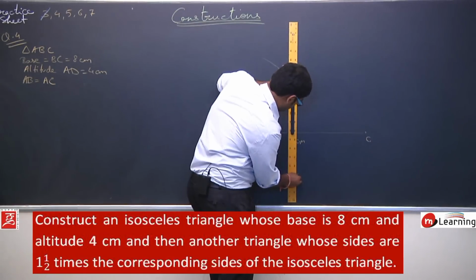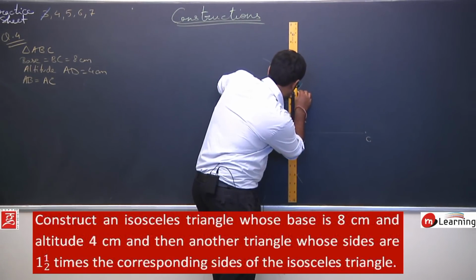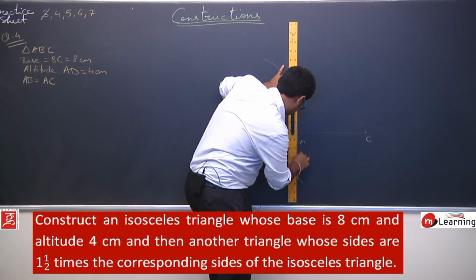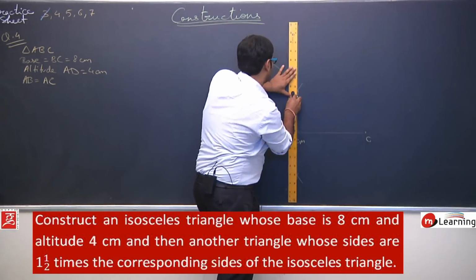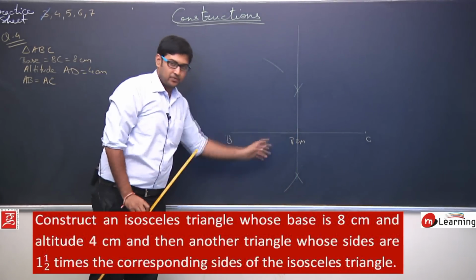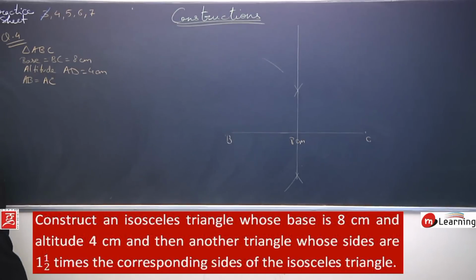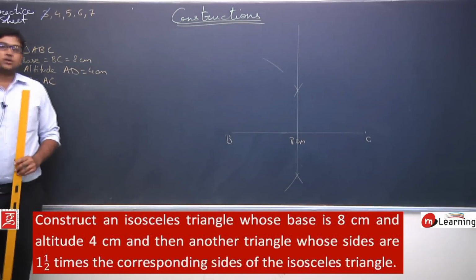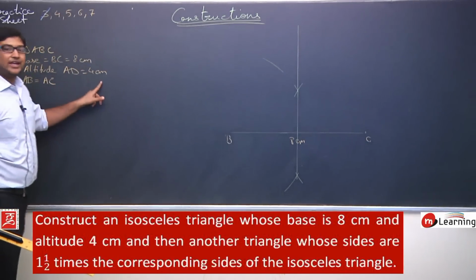This is one point and this is another point. Like this I will draw. And here is the perpendicular bisector of this BC. And on this perpendicular bisector, I will draw the altitude AD.